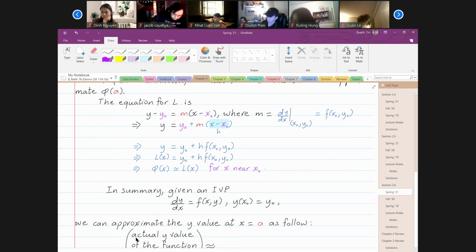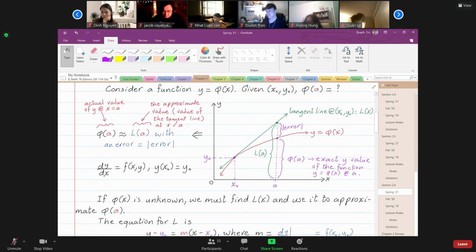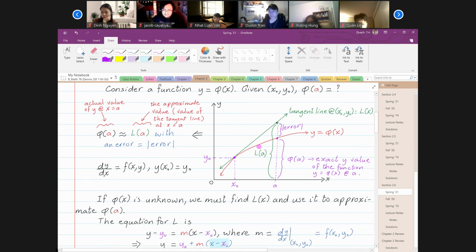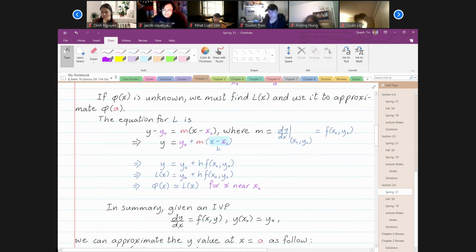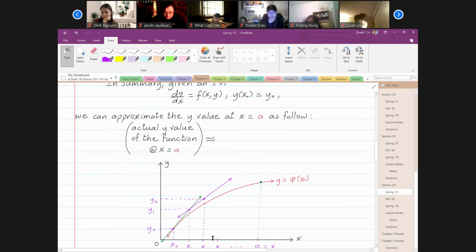So let's say you are not happy with this error. You want it to be smaller. Well, we can do that. So let's do that. Okay, so in summary, given an IVP, we can approximate the y value at x equals a as follows. The actual y value of the function at x equals a is approximately equal to the y value of the tangent line.